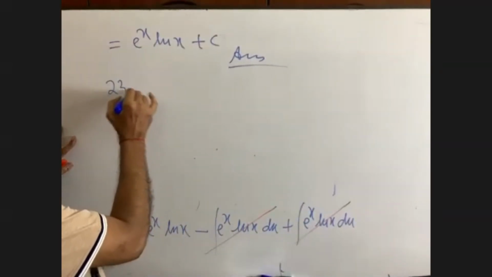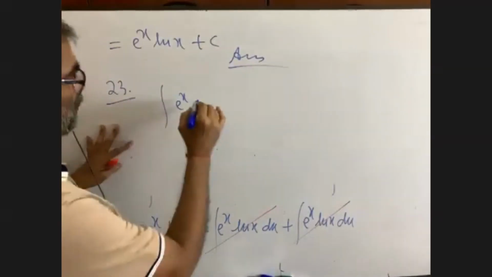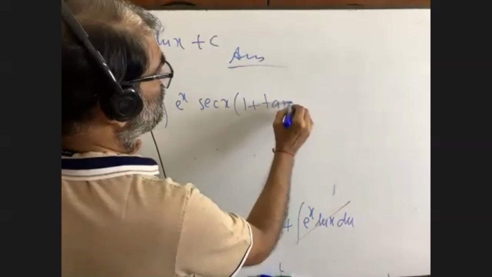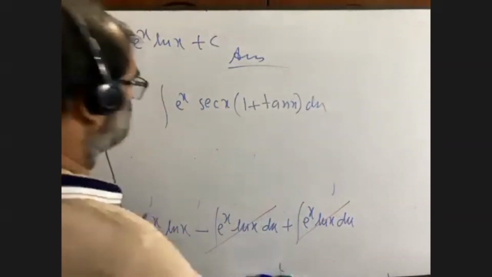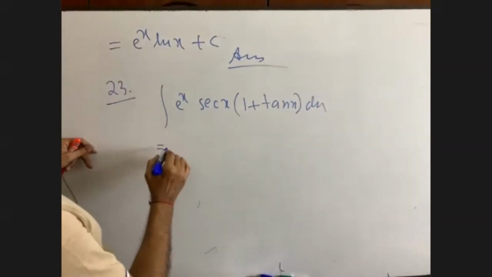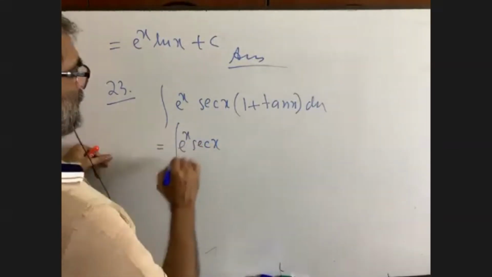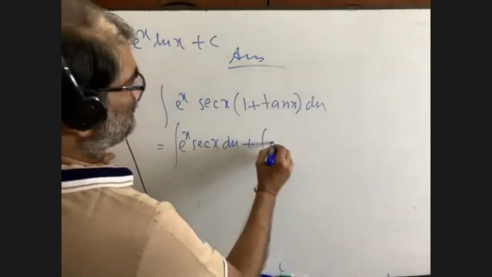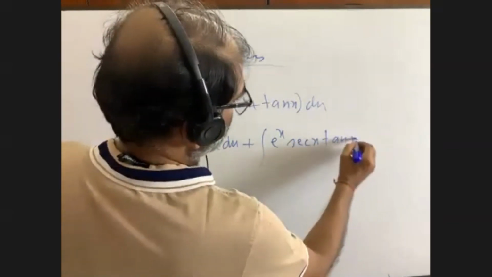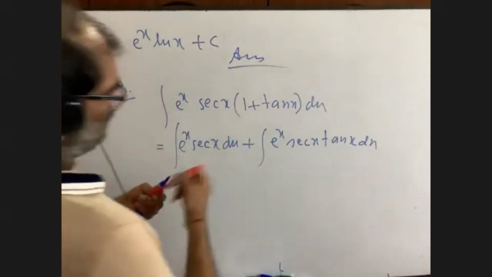Yes, sir. I am not going to do this math. It is the last math of this exercise, e to the power x, but you will do it at home: sec x times (1 plus tan x) dx. So what will you do? You just multiply it: e to the power x sec x dx plus e to the power x sec x tan x dx. Now you will not have any functioning on this part.